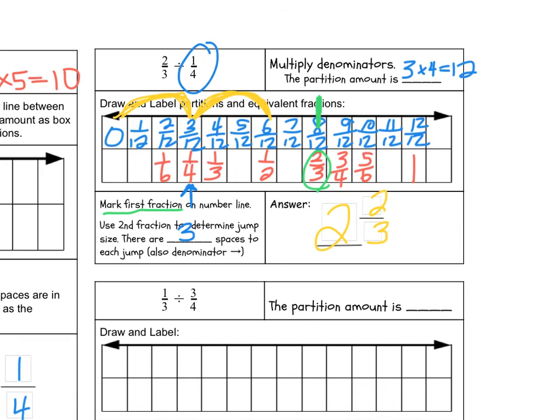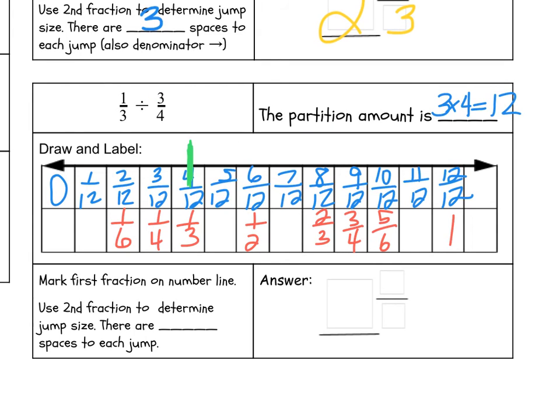Okay, and for our last one, I want to have you pause it and see how far you can get, and then start it up and see how you did. Okay, so I went ahead and found my partition amount at 12 and numbered my number line partitions and my equivalent fractions, and I marked my first fraction on the number line at 1/3. So then I'm going to use my second fraction, which is 3/4, to determine how big a jump should be.